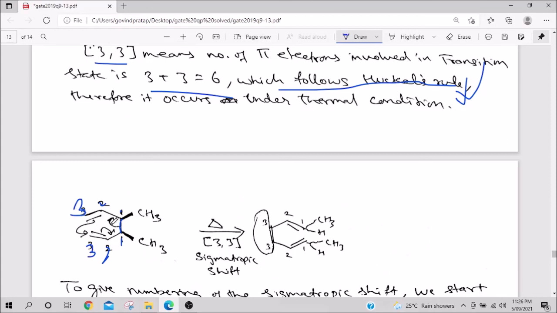And wherever the bond is formed, the number you had given initially will stay the same. So, this bond comes here, this bond comes here, this bond comes here. Basically, you are forming a bond here. Whatever number it had initially, 3, this also got 3. So, it is a 3,3 sigmatropic shift.